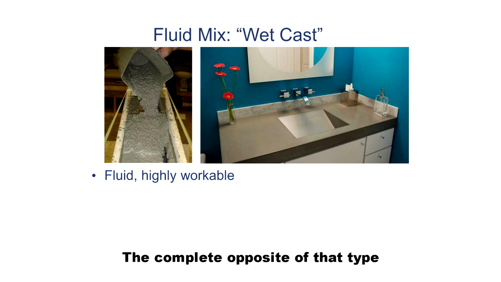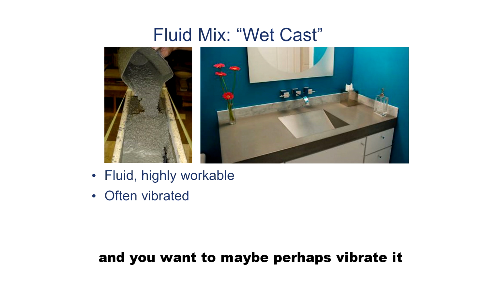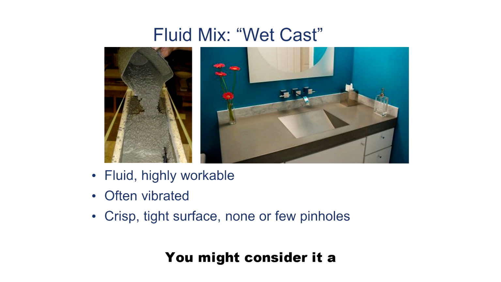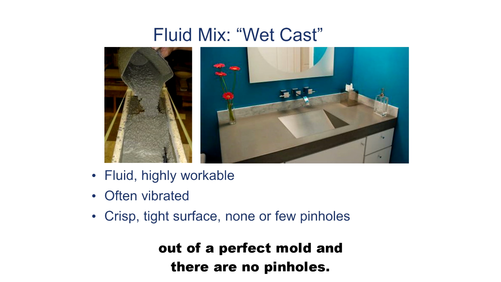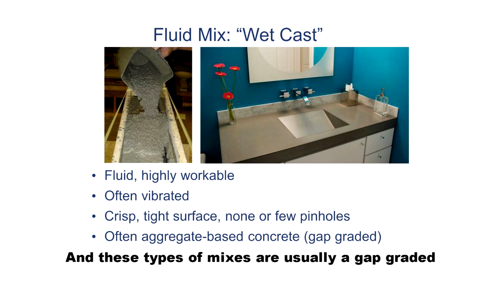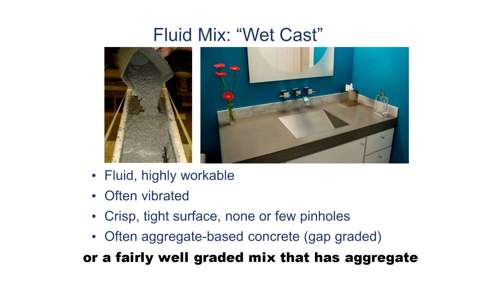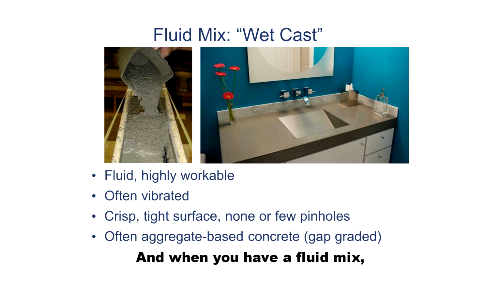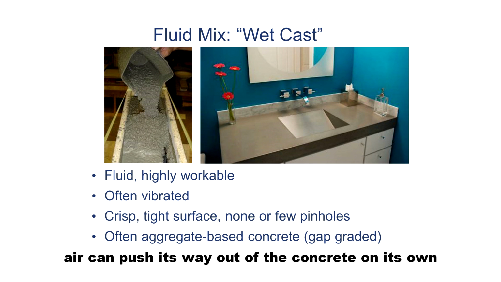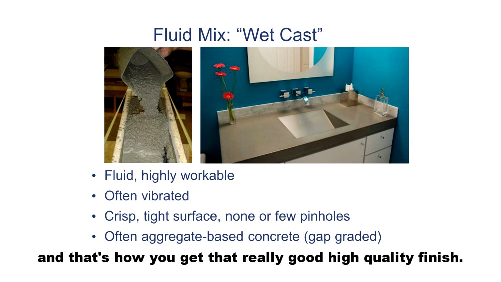The complete opposite of that type of mix is a fluid mix, where you pour it and you want to maybe perhaps vibrate it and get a very intricate casting. You might consider it a perfect slab or as an as-cast finish, where it comes out of a perfect mold and there are no pinholes. And these types of mixes are usually a gap-graded or a fairly well-graded mix that has aggregate in it, because they're the best type of mixes to get high fluidity and high workability. And when you have a fluid mix, air can push its way out of the concrete on its own, and that's how you get that really good high-quality finish.